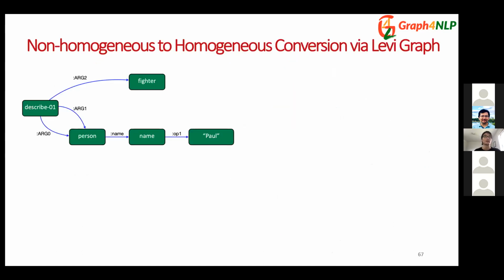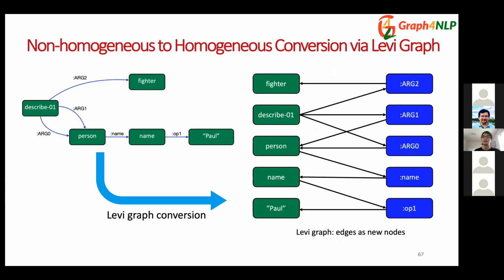So now let's talk about how to convert non-homogeneous graphs to homogeneous graphs so that we can apply homogeneous GNNs. One common way to do that is via Levi graph conversion. The key idea of Levi graph conversion is to regard each edge in the original graph as a new node and connect the original nodes and the new nodes. As a result, we will get a bipartite graph, which contains the original nodes and the newly added edge nodes.